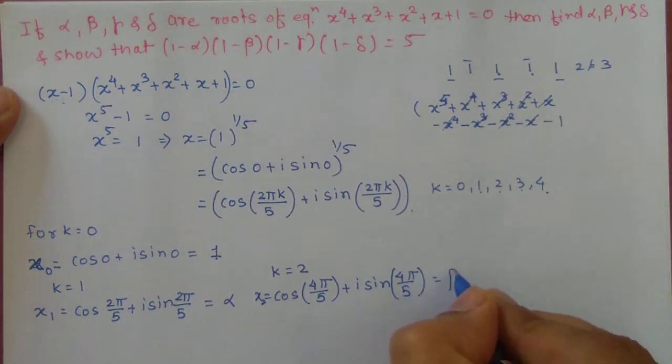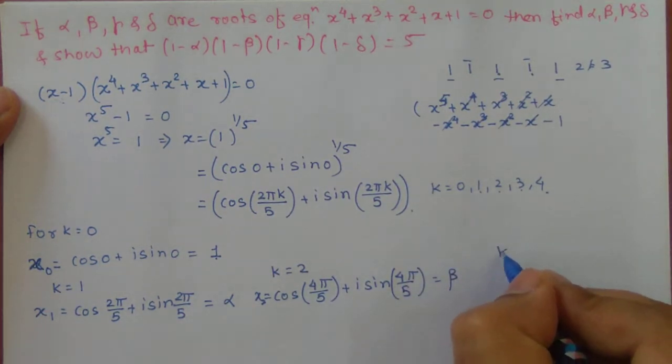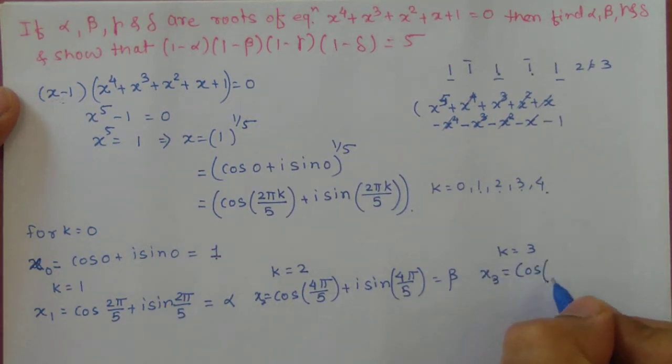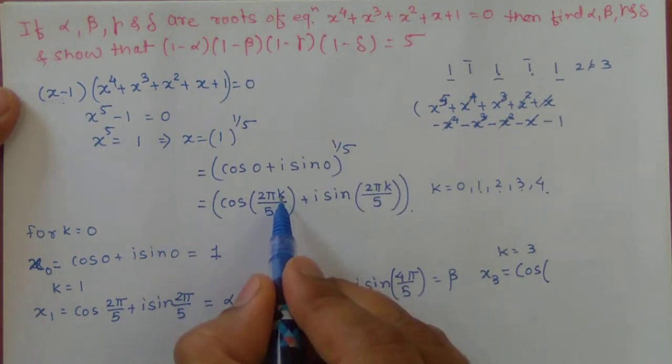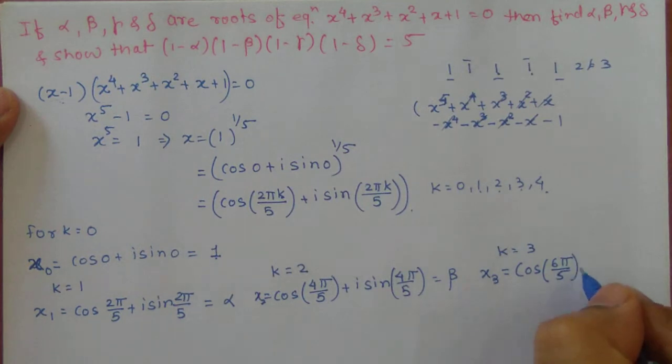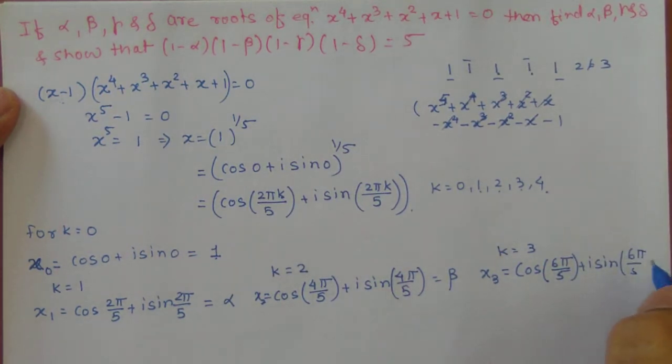We call this root beta. Next, for k equals 3, we call the root x3 is equal to cos of 3 times 2 pi by 5, which is 6 pi by 5, plus i sin 6 pi by 5. We call this root gamma.